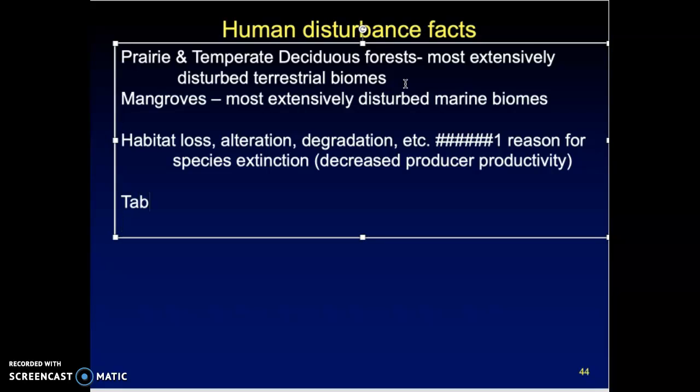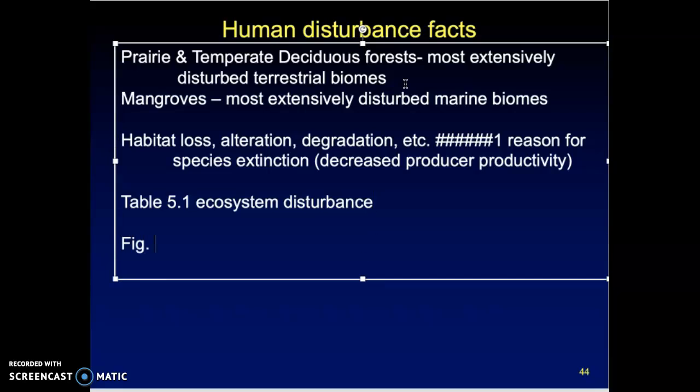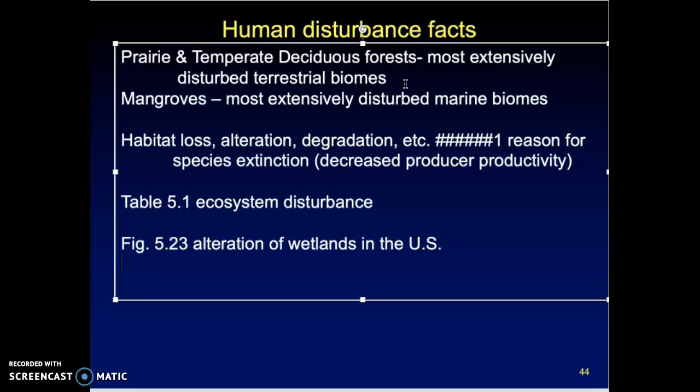I will encourage you, take a look at your book, table 5.1. There's a table on ecosystem disturbance. Check that out. Take a look at all the problems and the issues associated with ecosystem disturbance and what we are doing. Also, I want you to take a look at figure 5.23. Let it sink in. Here's some alteration of wetlands in the US. How much have we altered, changed, destroyed, modified, etc.? So, things to think about.